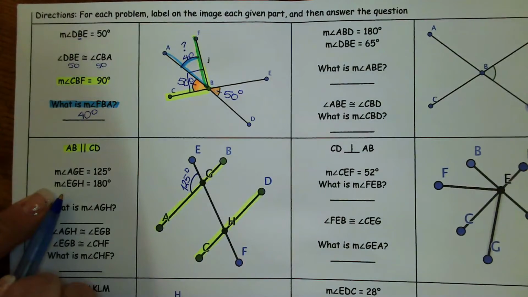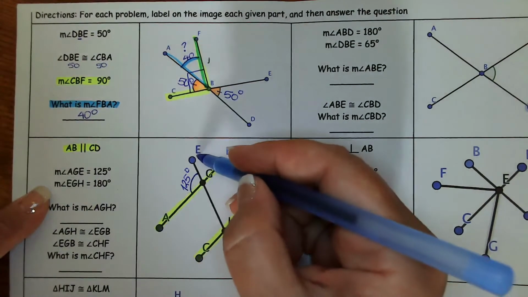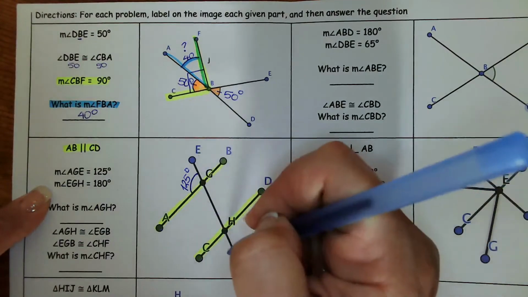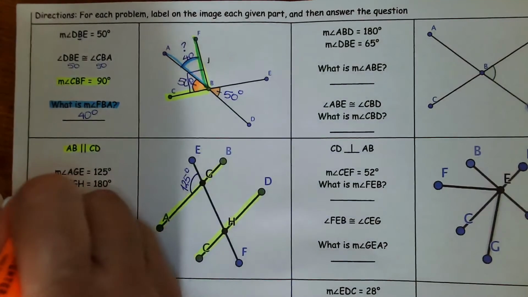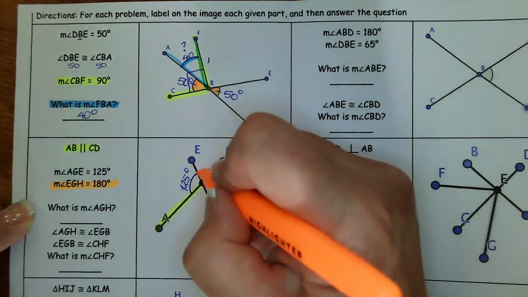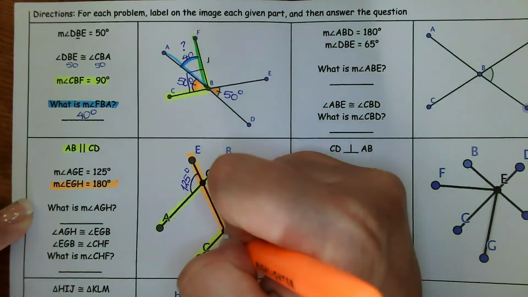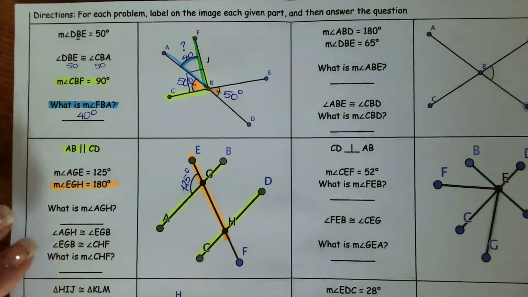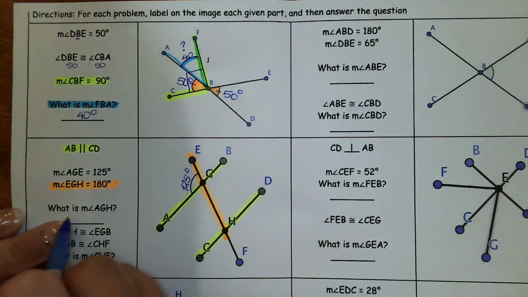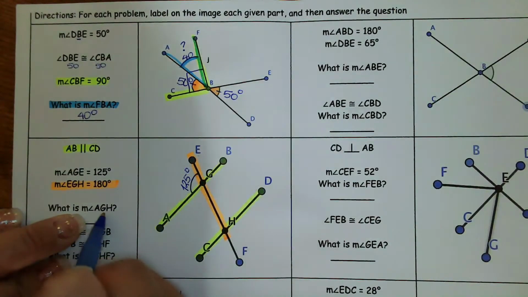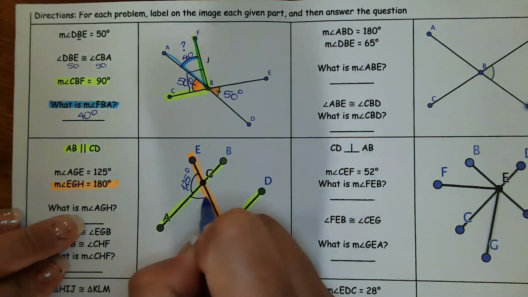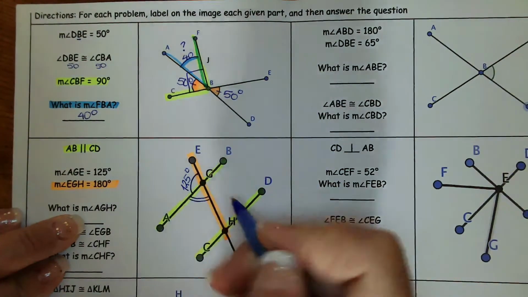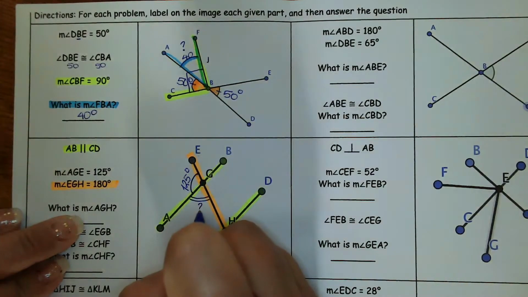Another piece of information, angle EGH, so EGH, it's a straight angle. EGH is a straight line, 180 degrees. What is the measure of angle AGH? Let's find it. AGH is right here. And that is the question.